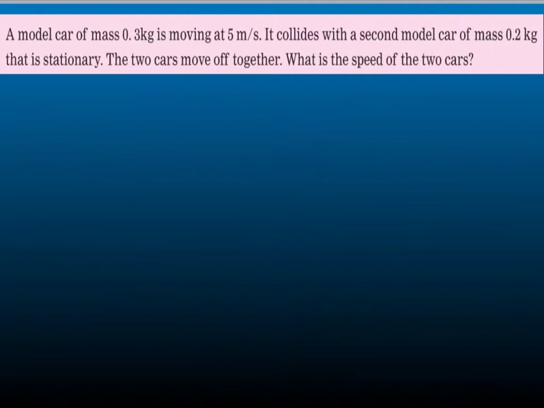Okay, now this is a very similar example to the one we've just done. What you can do is stop the video, construct the diagrams showing the situation before the collision and the situation after the collision, then write down the equation you use and start putting the numbers in. Okay, so did you work it out? The speed of the two cars as they move off together is equal to 3 meters per second.